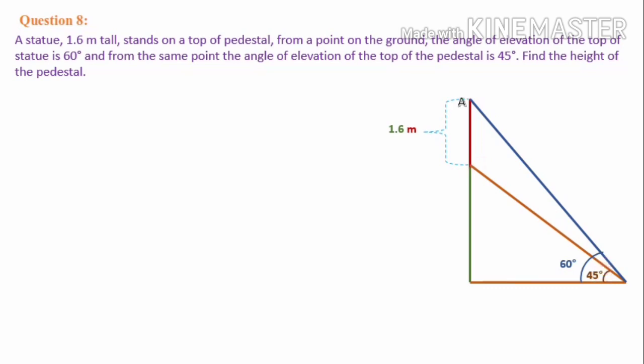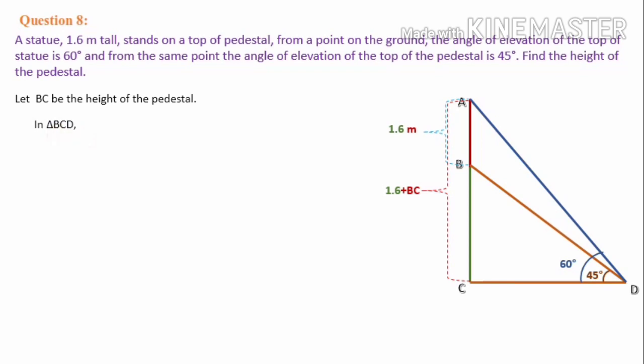So let's mark the points A, B, C and D, and the length of side AC we can calculate. AC is 1.6 plus BC. AB we know that it is 1.6. So AB plus BC is AC, that is 1.6 plus BC. So let BC be the height of the pedestal. So BC is the required quantity or required side we need to calculate.